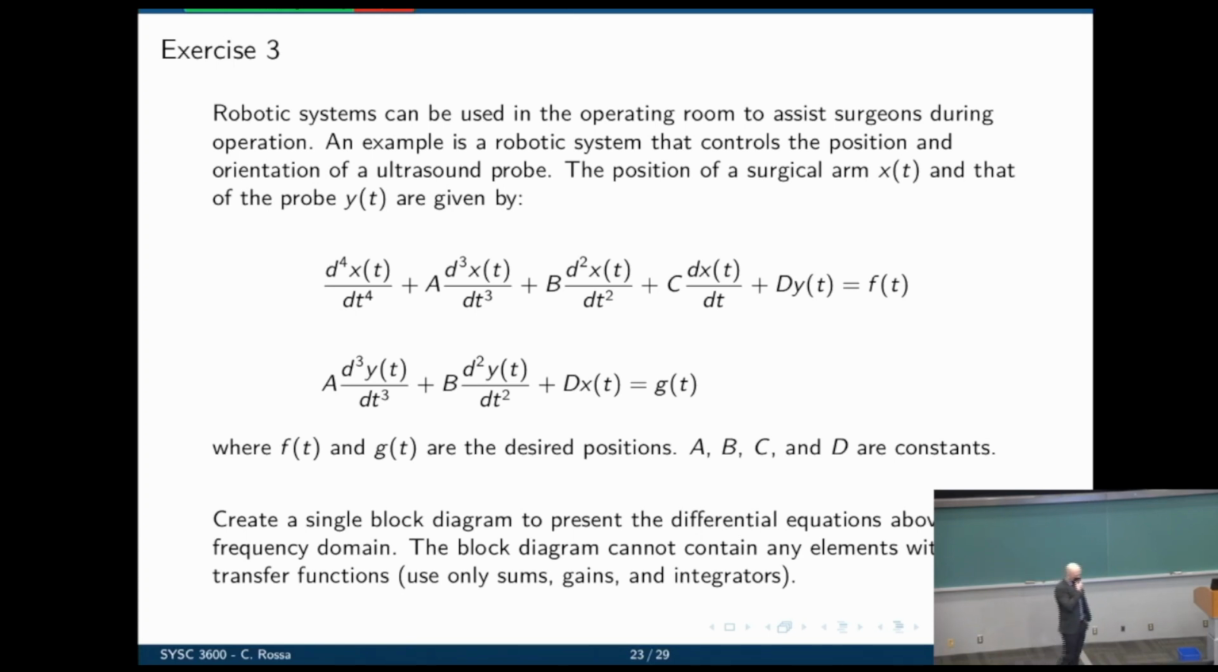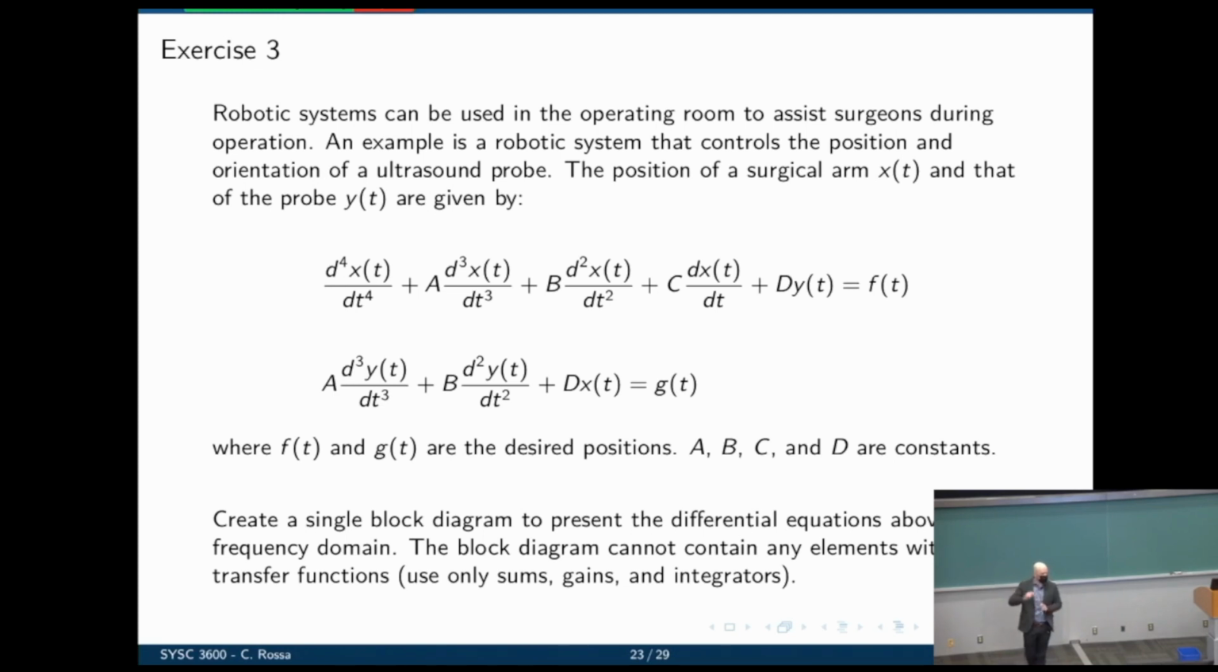So here we have a robotic system that operates on a patient. And these equations represent the position and orientation of an ultrasound probe, and the position and orientation of a surgical arm. So basically, it seems like we have two robot arms. One is controlling a surgical tool, and one is controlling the position of an ultrasound probe, and they are operating on a patient.